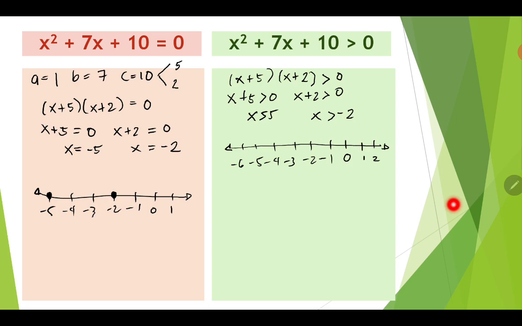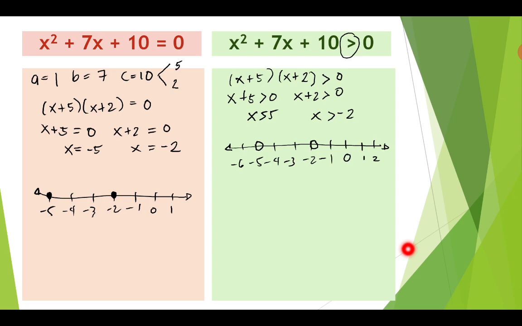Before you graph, yung i-plot yung value sa number line, take a look at the symbol. The symbol is greater than, wala siyang equal. So, therefore, we are going to use a hollow circle. So, yun ay negative 5, tsaka sa negative 2. Notice na yung number line, nahati siya sa tatlo: sa kaliwa, sa gitna, tsaka sa kanan.